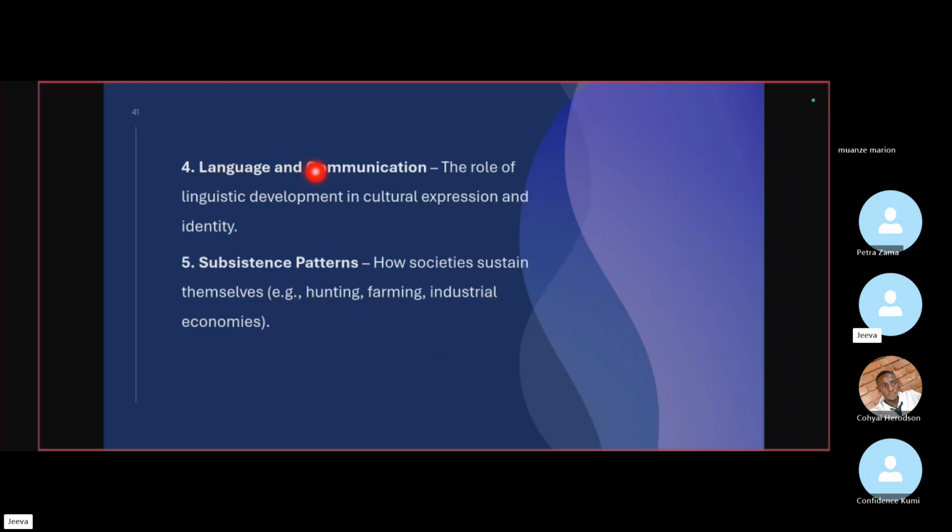Then language and communication, like the role of linguistic development in cultural expression and identity, like how people communicate, how the language barrier and everything occurs.